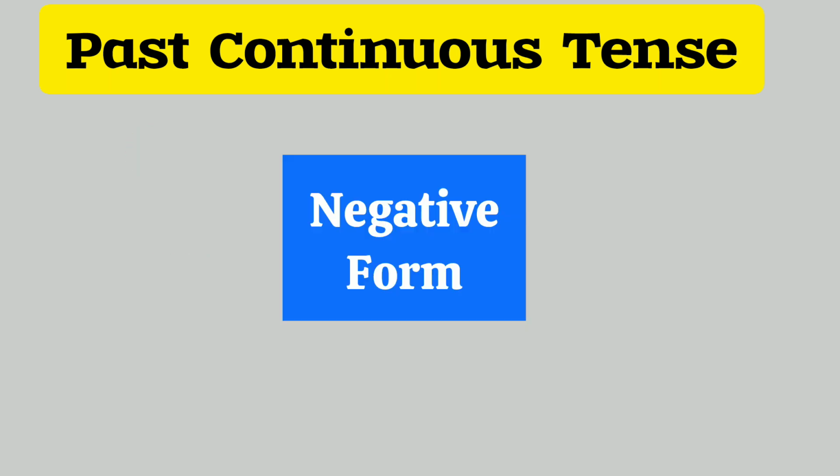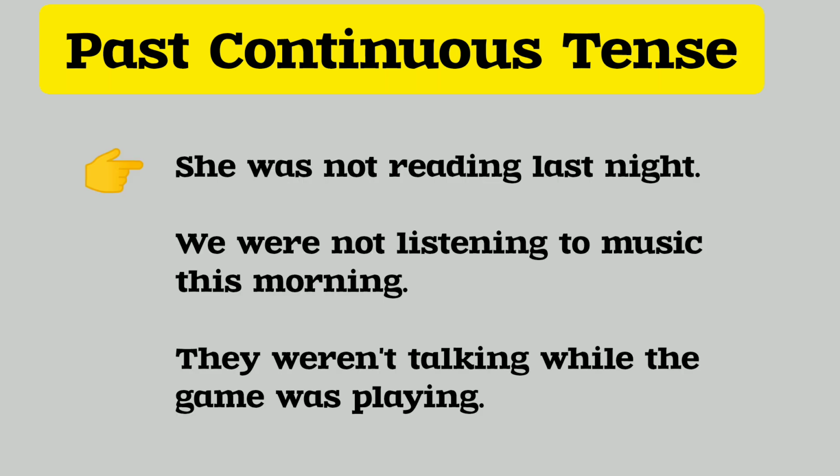Let us talk about the negative form of the past continuous tense. Have a look. She was not reading last night. The subject is she, followed by was, then the negative form not, and then the verb with ing. Here also I can use the contraction wasn't: she wasn't reading last night.